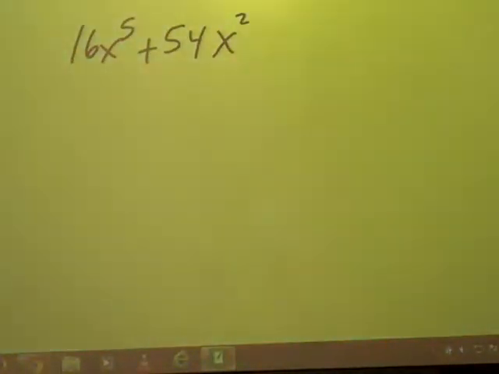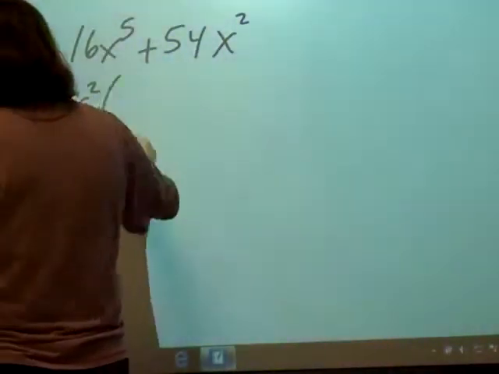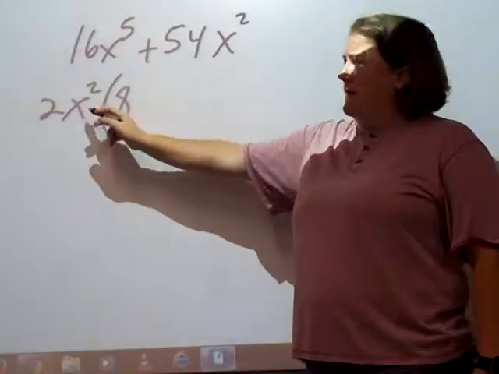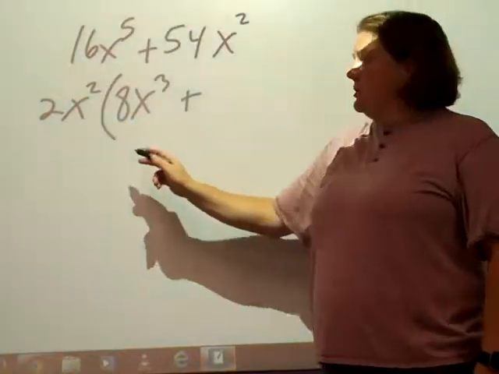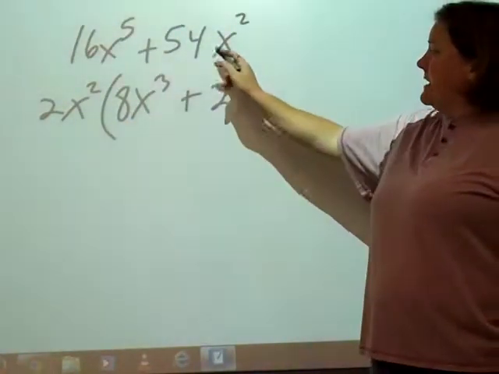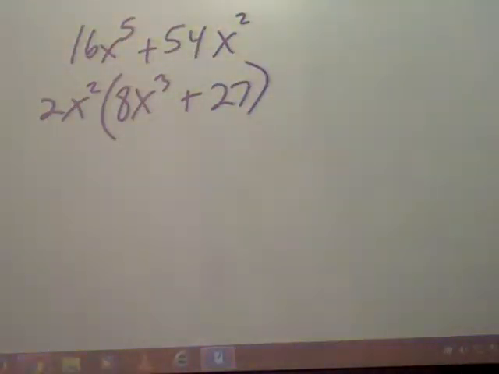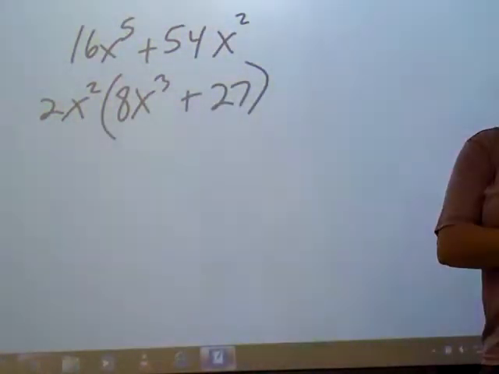So we're going to divide by 2x squared. 16 divided by 2 is 8. x to the 5th divided by x squared is x cubed. 54 divided by 2 is 27. And x squared divided by x squared is gone. Alright, is that binomial a sum, because it's a plus sign, a sum of cubes?